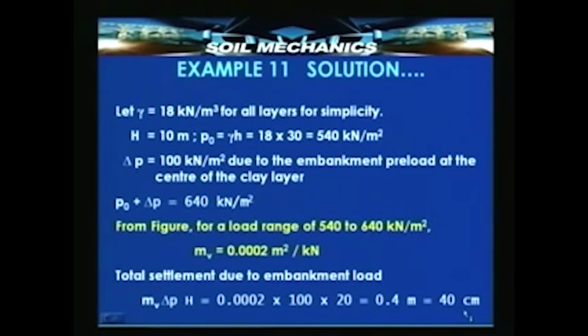Now, this is the settlement that arises due to application of a preload which produces an intensity of pressure of 100 kilonewton per meter square at the center of the compressible layer. The preload is capable of producing 40 centimeters, but the original structure itself is producing only 30 centimeters. Similar computation for the structural load shows that 30 centimeters is all that the total settlement is going to be.